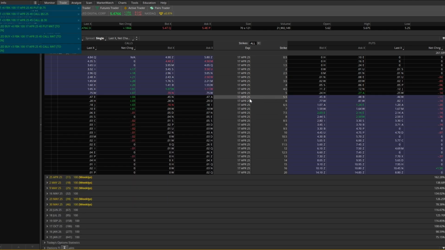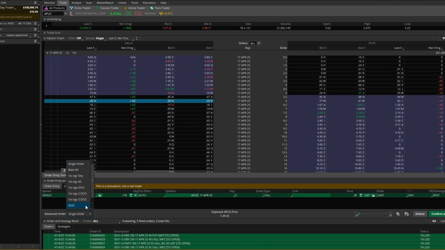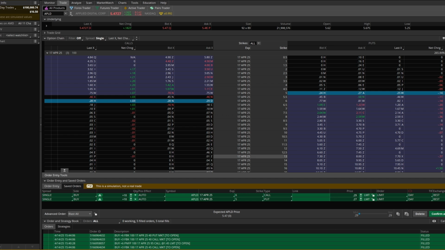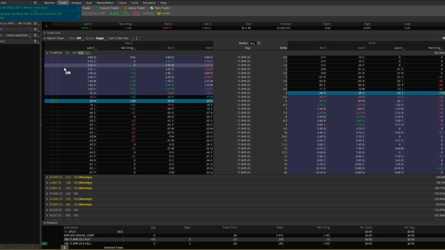APLD, we're going to look for the 6, and then we're going to look for the 5. We're going to look for 35 contracts on each side. Market, market, bang, bang.